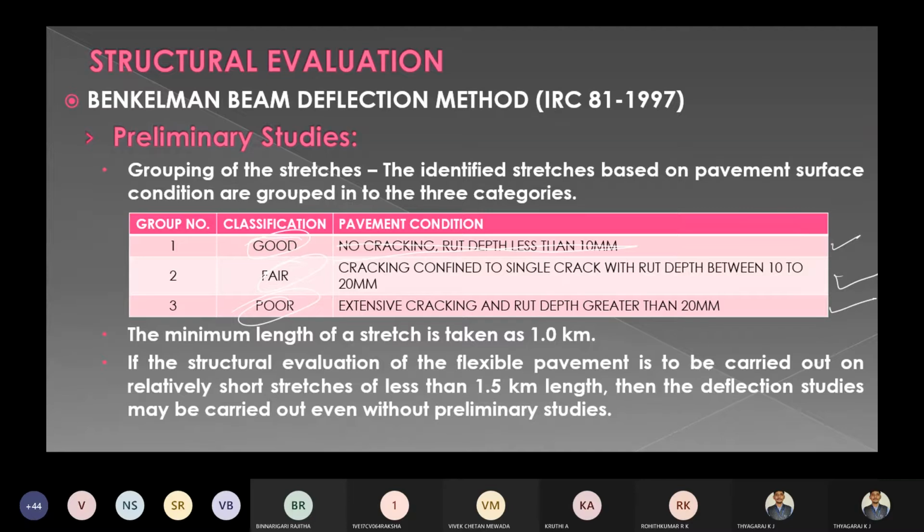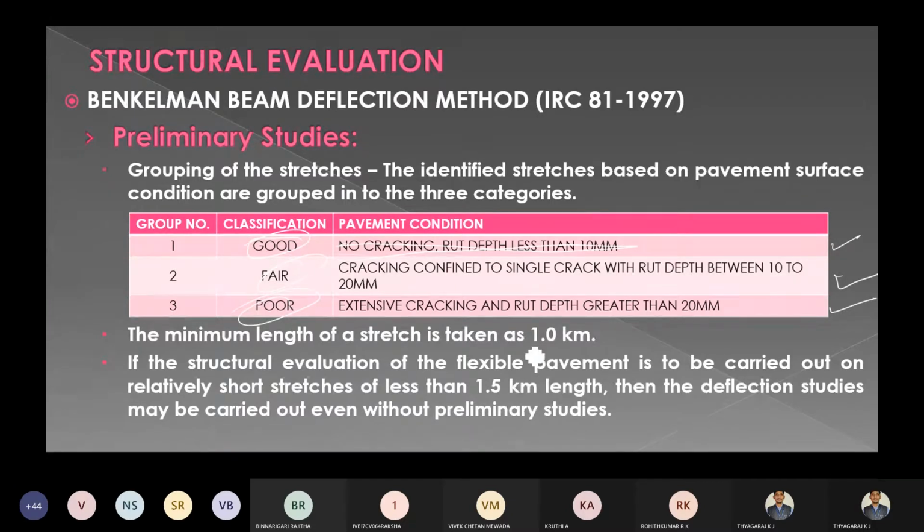As we all know, rut means the longitudinal depression along the wheel path. Along the wheel path there is a longitudinal depression that we call rut depth. So the roads are classified into 3 categories: good, fair, and poor. Good road means no cracking and rut depth less than 10 mm. Fair means cracking confined to a single crack with a rut depth between 10 to 20 mm. Poor means extensive cracking and rut depth greater than 20 mm.